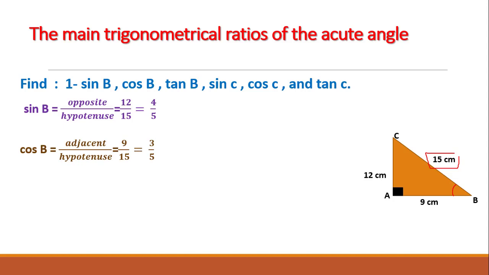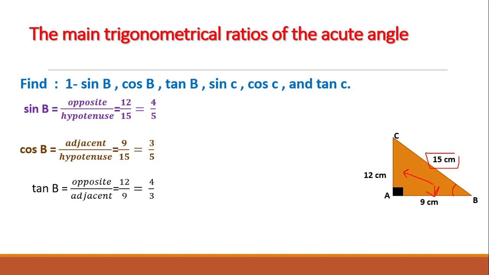What about tan angle B? Tan is opposite over adjacent. So 12 over 9. This is the opposite side for angle B, and this is the adjacent. So 12 over 9. Then I'll divide by 3. It will be 4 over 3. Okay, so I have the three ratios for angle B. I have sine, cosine, and tan B.